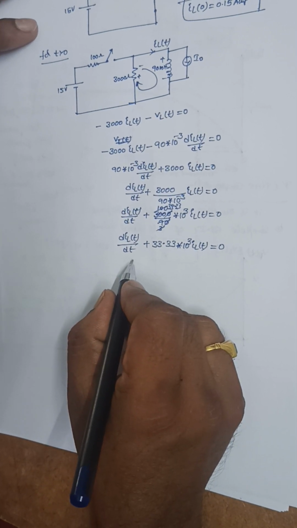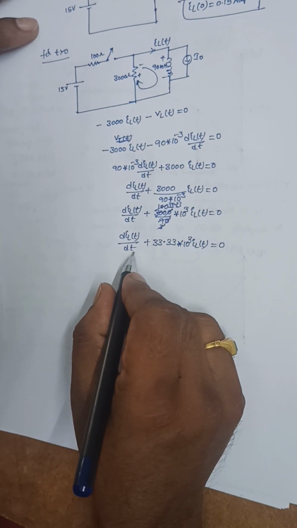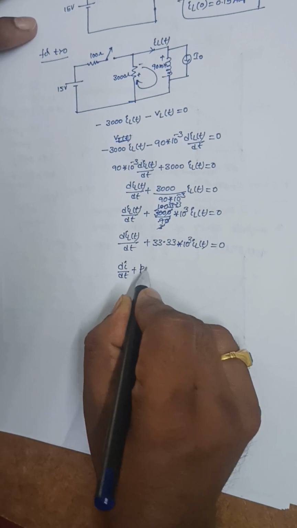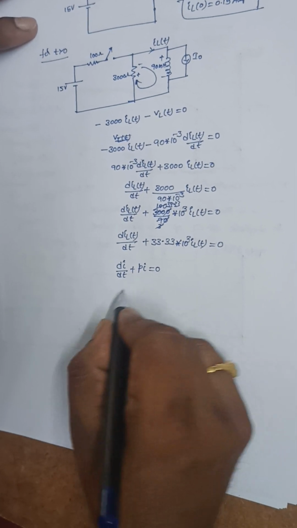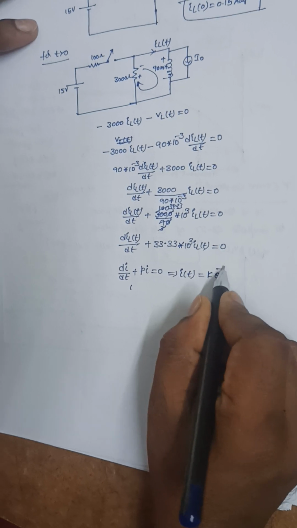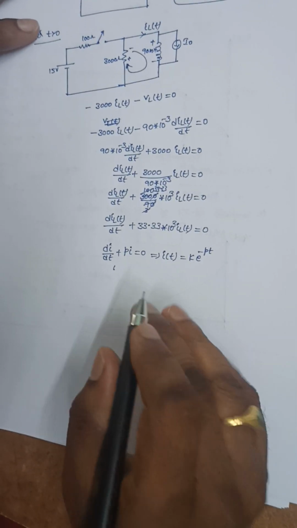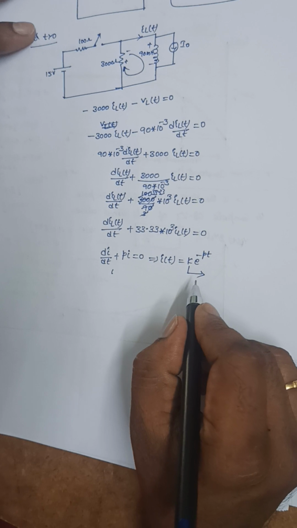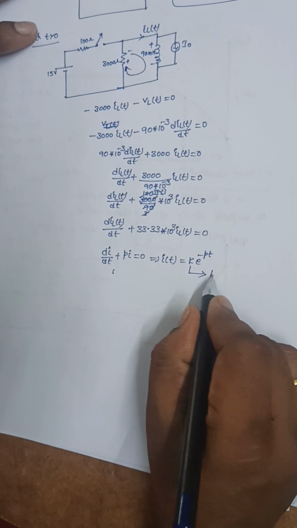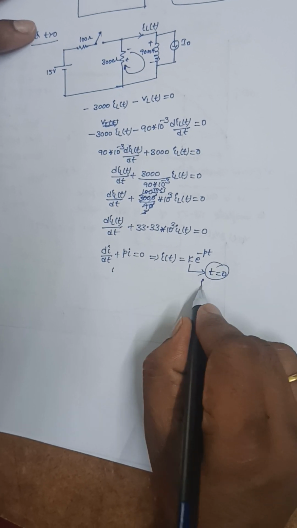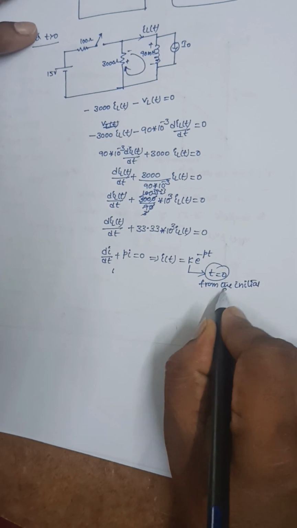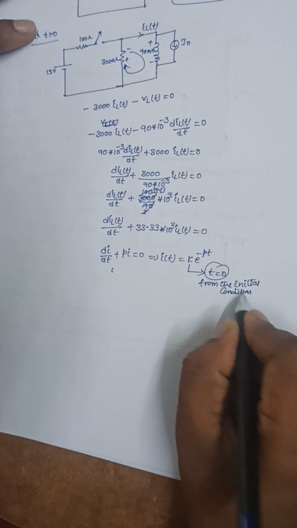For this type of equation, suppose it is di by dt plus p into I is equal to 0. The solution will be I of t is equal to k into e power minus pt, and k is an arbitrary constant which can be obtained by substituting the value of t is equal to 0. That means from the initial conditions, I can get the value of this k.